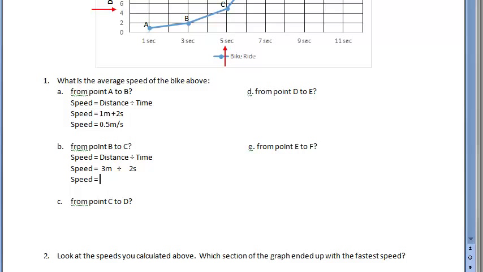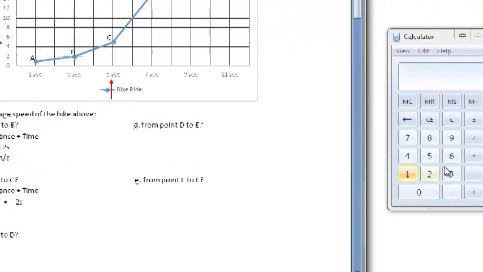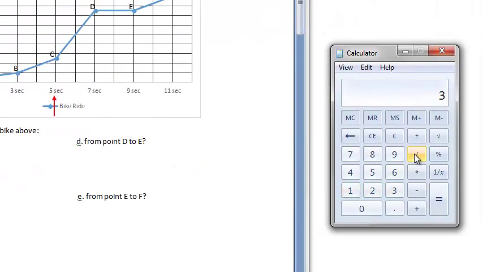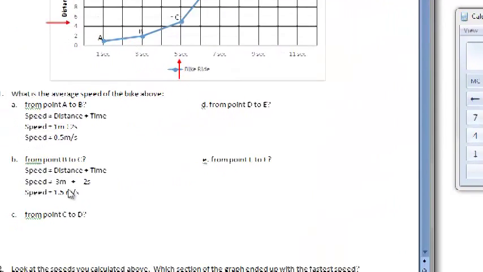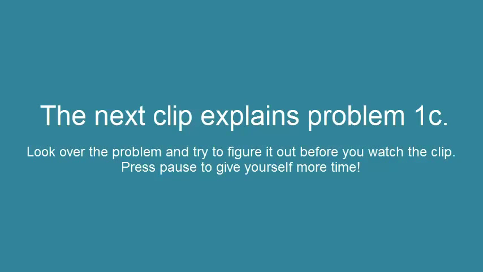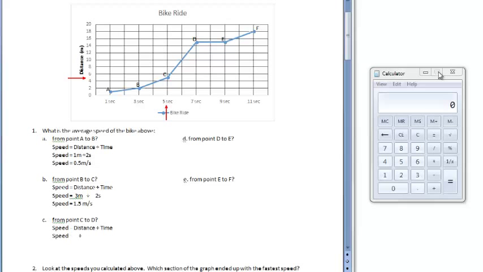In order to figure this out on my calculator, I would do 3 meters divided by 2 seconds to get the speed. This would be 1.5 meters per second. If you feel comfortable with these problems, you may start doing them yourself and then watch the video to make sure that you did them correctly.